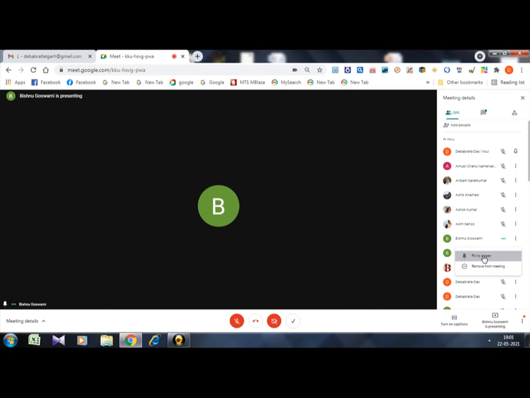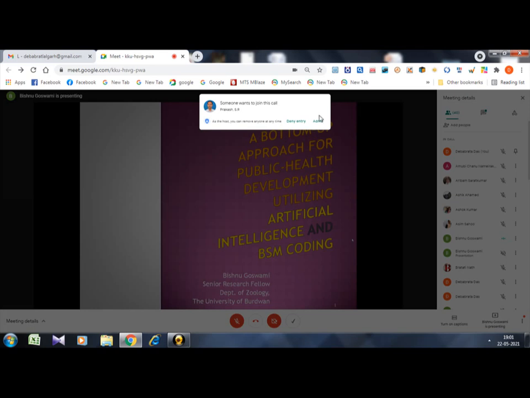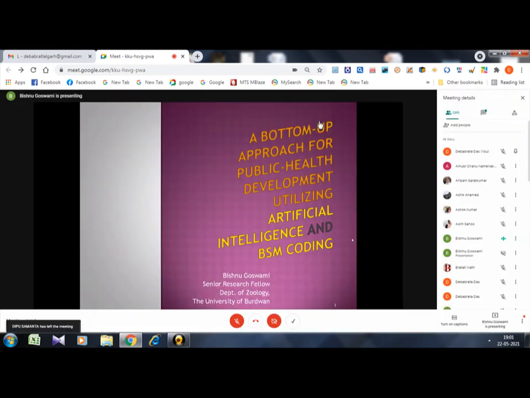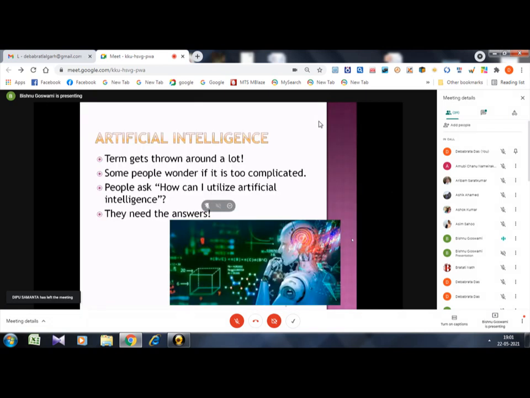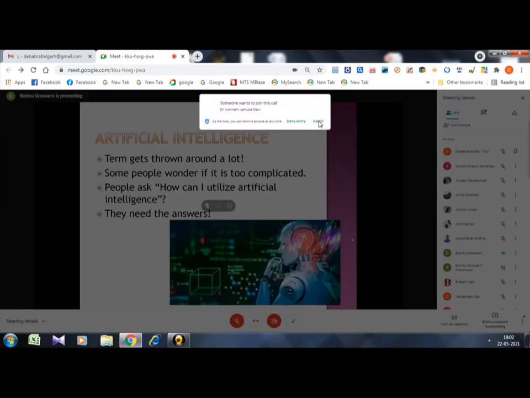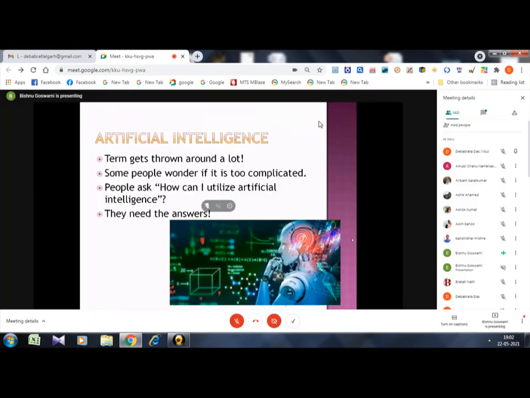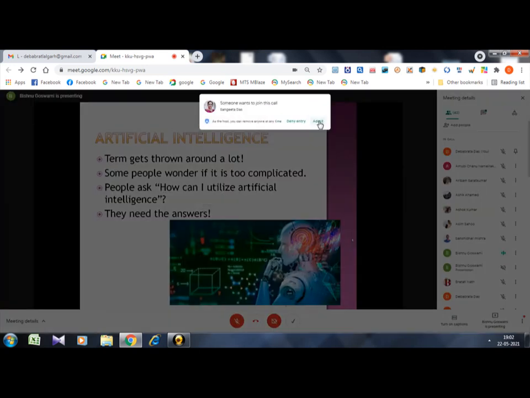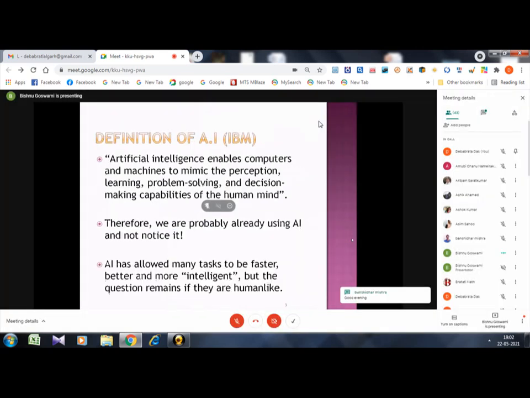So today our topic is a bottom-up approach for public health development utilizing artificial intelligence and BSM coding. First we have to understand what is artificial intelligence. It is a term that gets thrown around a lot, and some people wonder if it is something too complicated. People also ask, how can I utilize artificial intelligence in my day-to-day life or my professional life? They need the answers.